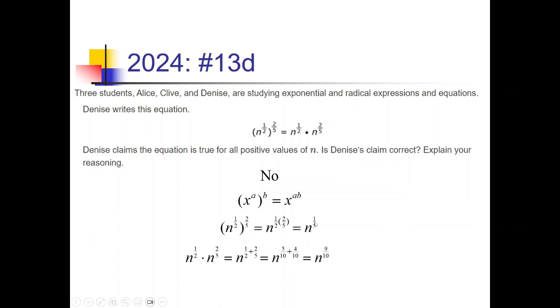9/10 is a different exponent than 1/5, so these expressions are not the same. Or at least they're not the same if you're plugging in positive values of n, all positive values. Now, we could be kind of crafty and plug in 1 to both of these, and they would come out the same, because 1 to any power is going to equal 1. But if you plug in anything except for 1, these will not be the same. So this proves Denise's claim is incorrect.